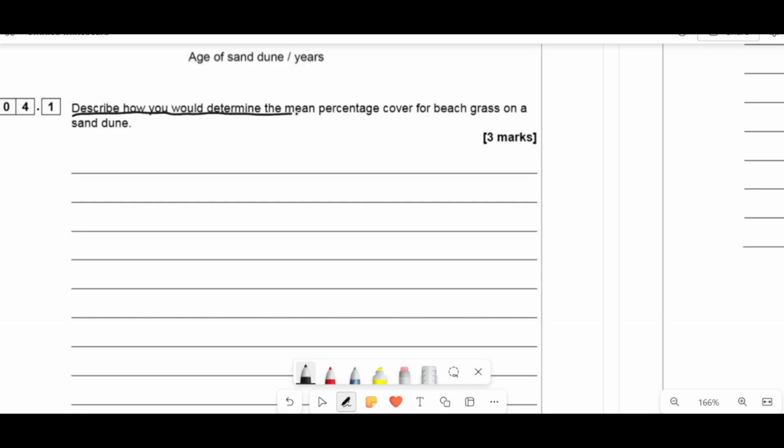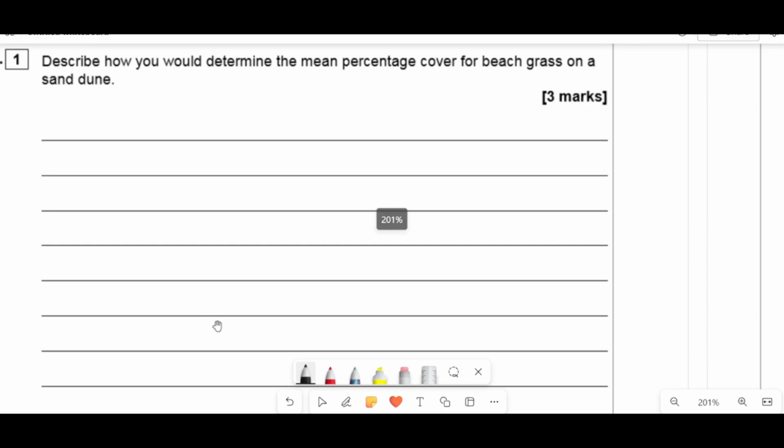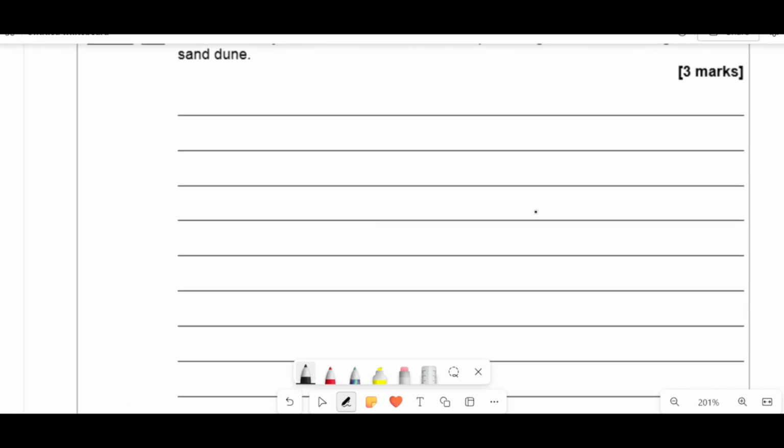It says here, describe how you would determine the mean percentage cover of beach grass on a sand dune. So what a lot of people do is they'll just describe random bits. They'll be like, pick places randomly, do this and do that. You need to say what you would do, right?